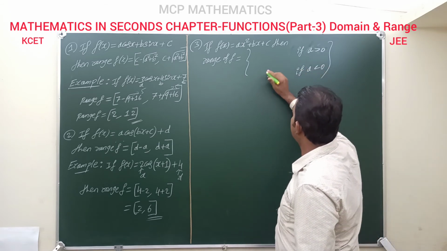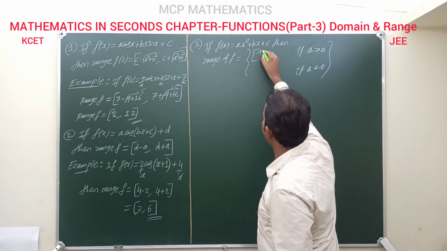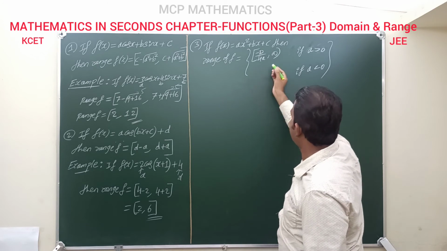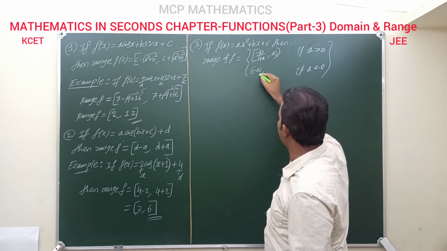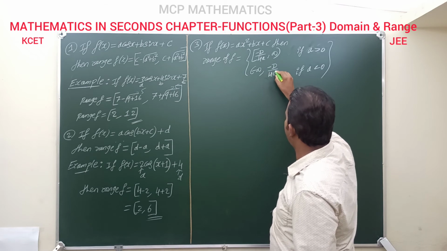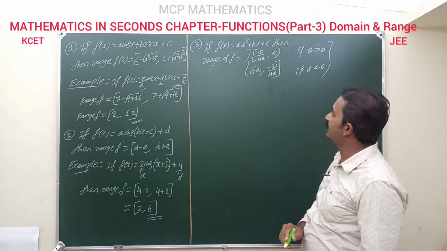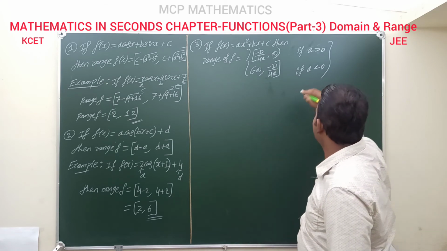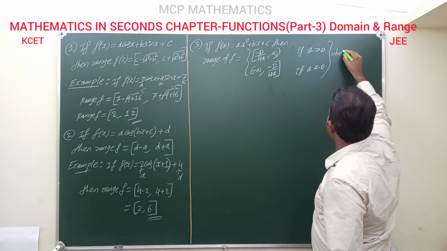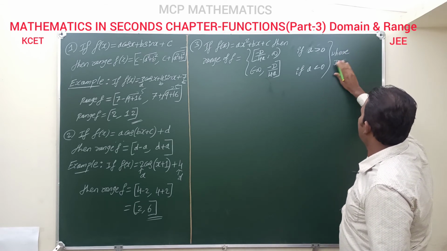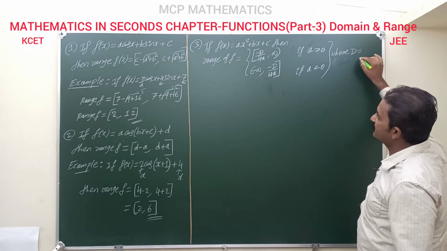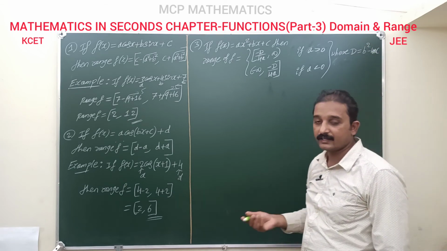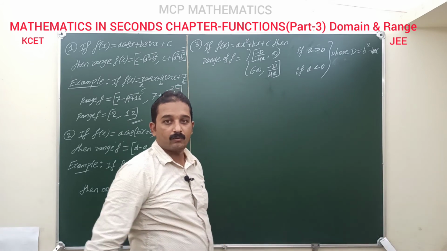If a is greater than 0, it becomes the interval minus D divided by 4a to plus infinity, and if a is less than 0, it is minus infinity to minus D divided by 4a. Minus D divided by 4a is closed; in both cases, semi-closed, semi-open. Here D is the discriminant. D means b square minus 4ac. So using this shortcut, directly we can write the range of the quadratic equation.